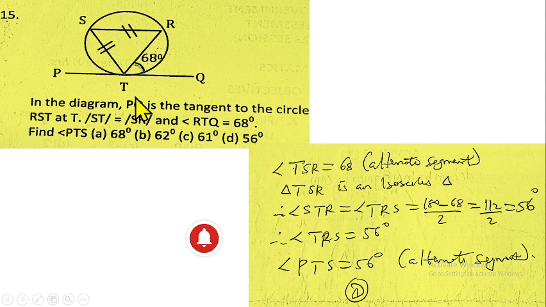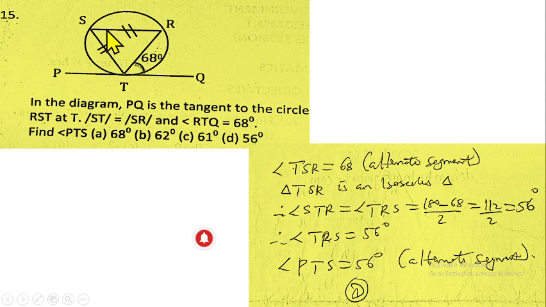Angle RTQ is 68 degrees. Find angle PTS, the angle outside here. Now it's quite simple as well. The angle here is 68, that means the angle here is also 68. Angle TSR is also 68, reason: alternate segment.